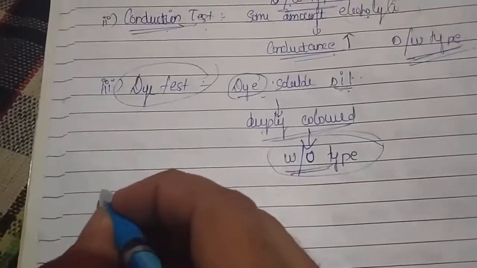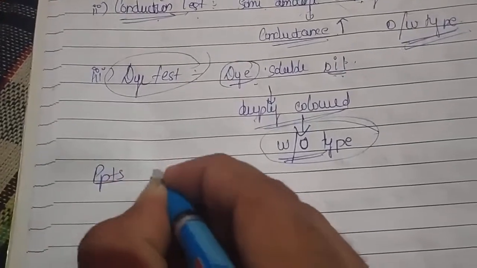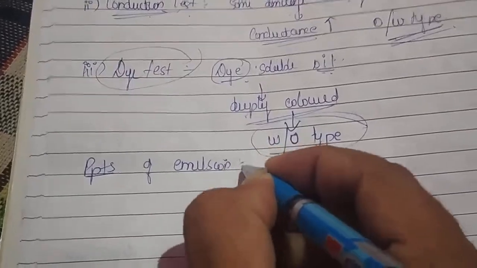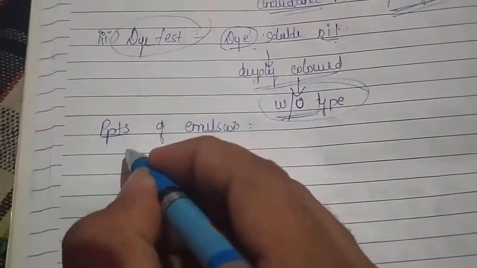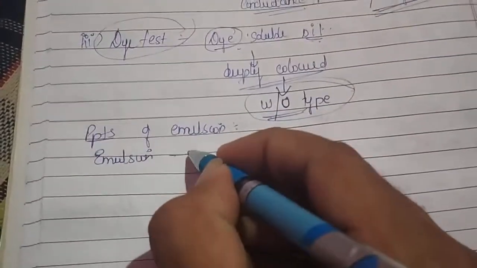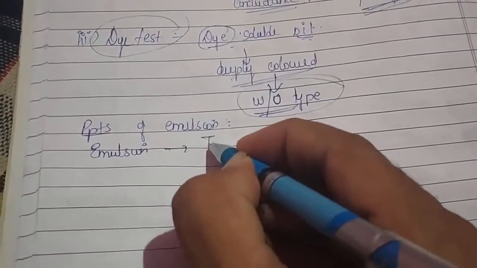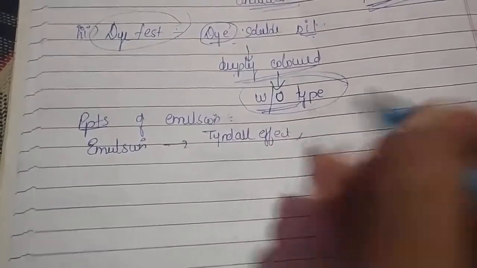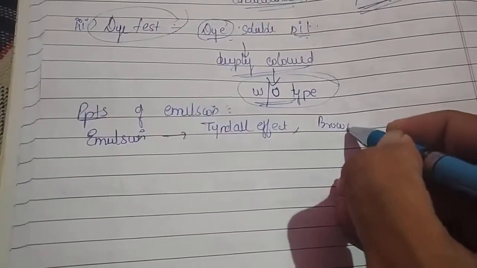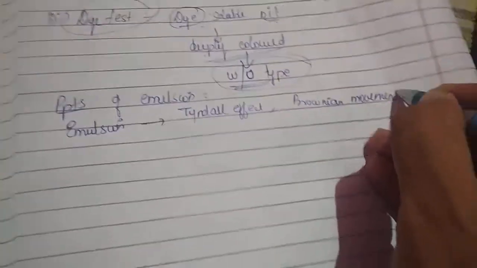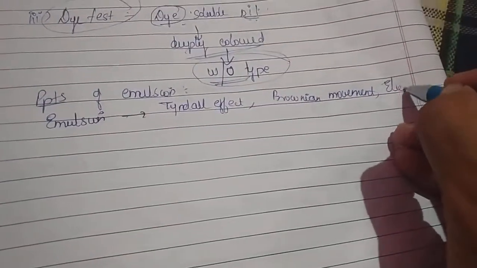Coming to the properties of emulsion, do remember your emulsion exhibits all the properties like your Tyndall effect, your Brownian movement, and also your electrophoresis.